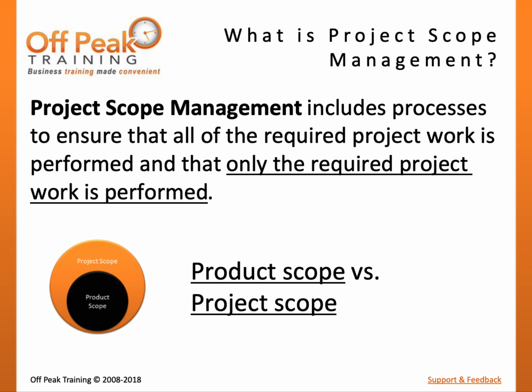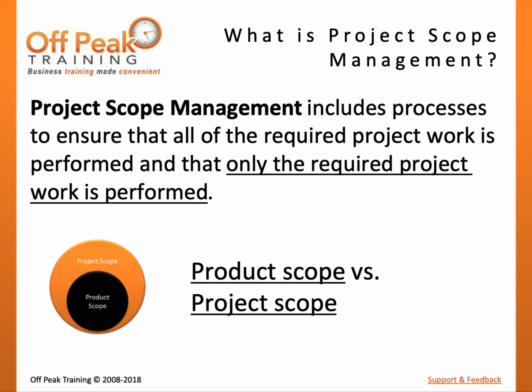Project scope management includes 6 processes to help plan, monitor, and control the project work. The goal of these processes is to determine the work required to fulfill project objectives and help ensure that all of the work is performed and only that work is performed.